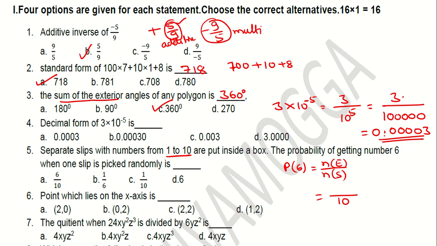So for getting the 6 only, there is only one possibility, therefore 1 by 10 is the answer. So option C is the correct answer.